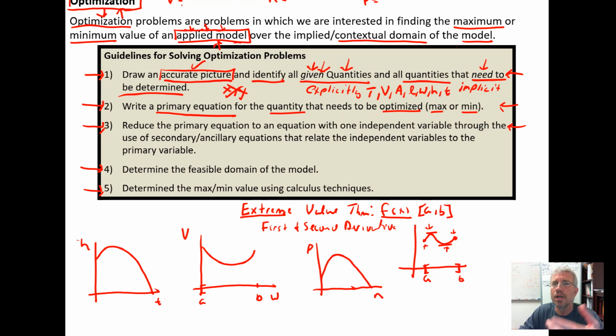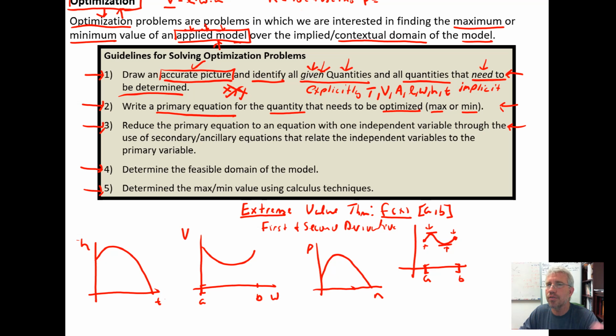So for example, if it's volume and you have a rectangular cylinder, volume might be length times width times height. You're going to optimize some quantity. You need an equation for that quantity you're trying to optimize. If it's a height, you might need to use the height model, negative 16t squared if we're working in feet per second, plus initial velocity times time plus initial height.